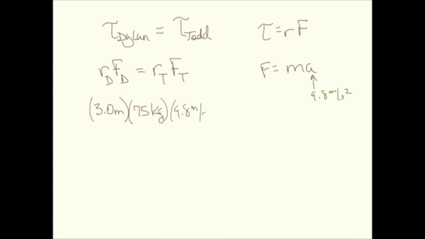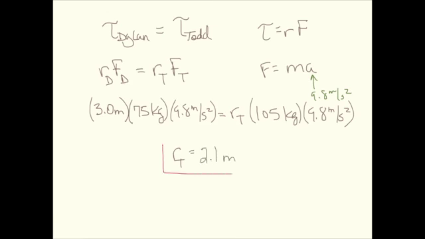Since Dylan is sitting all the way out on the end, his radius is 3 meters. And then I plug in his mass times 9.8 equals the radius for Todd times his mass times 9.8. Type all of that in your handy dandy calculator, and you should find that the radius for Todd is 2.1 meters. This means that Todd will have to sit 2.1 meters from the center of the seesaw.